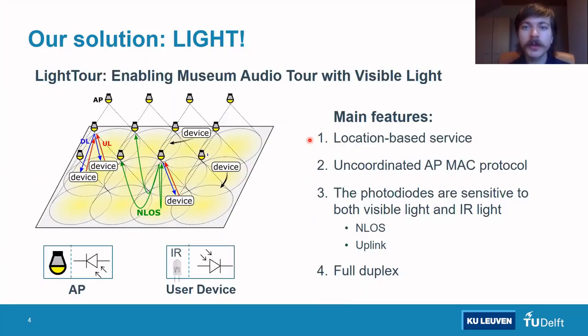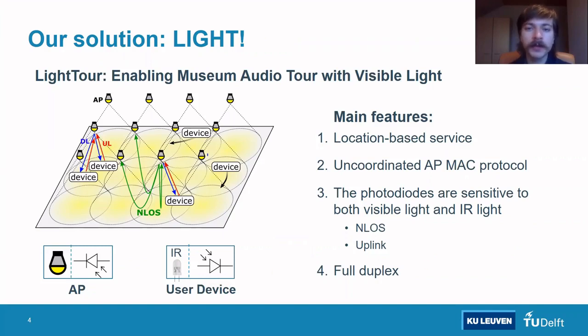The goal of this work was to build such a Category 4 system, but with visible light instead of radio frequency communication. We named our system LightTour. In LightTour, each individual ceiling light is one access point, which uses a white LED to both illuminate its part of the room and broadcast an audio stream to that part of the room. Each user device is equipped with a photodiode to receive this signal.